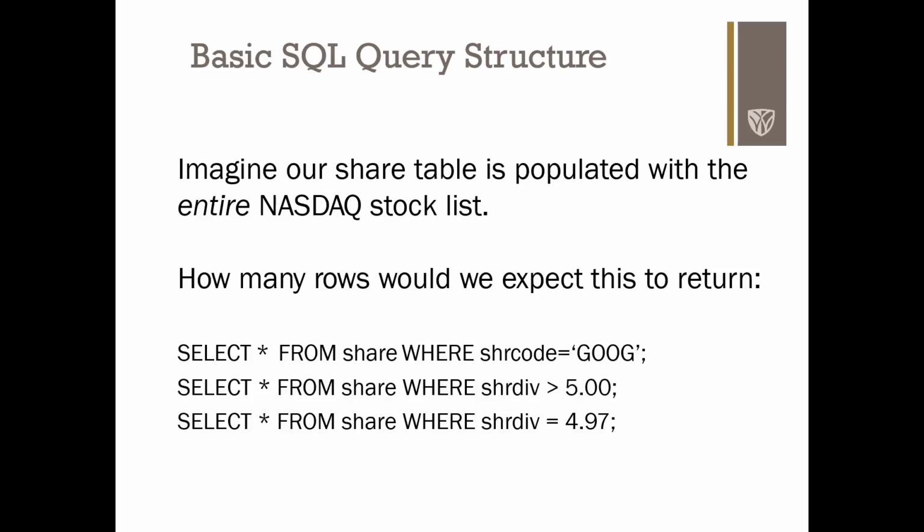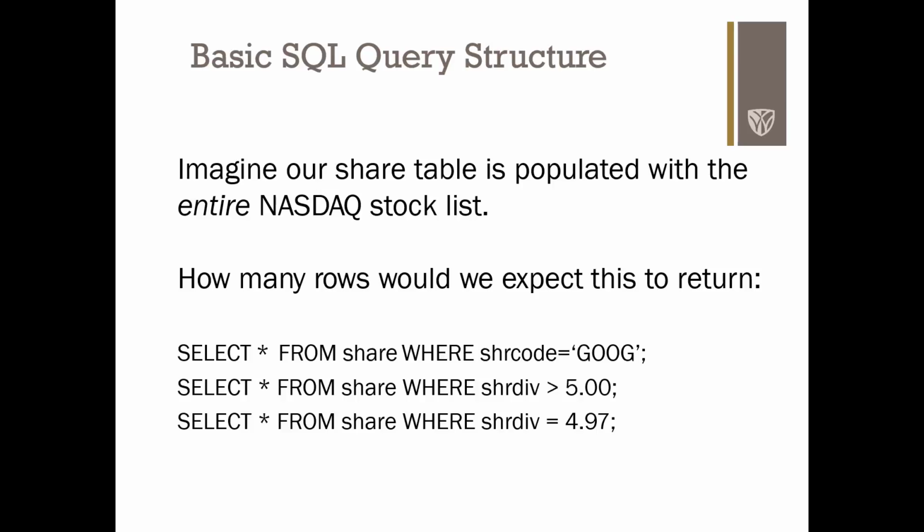Before we start, let's recall our basic SQL query structure from Part 1. Instead of the share table that we had previously, let's assume that we've got the entire NASDAQ stock list. If this were true, and we were to select star from share where share code equals GOOG, how many rows would we expect this to return? The answer should be 1. Again, keep in mind that the share code is our primary key, which means it must be unique, and that means there's only one row or one record in the table with that value for share code.